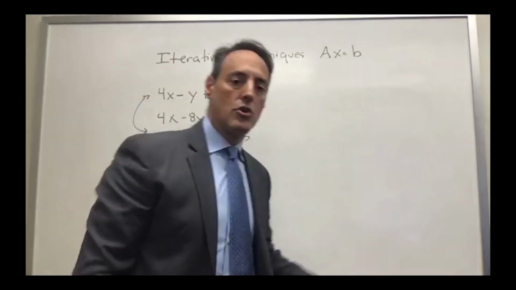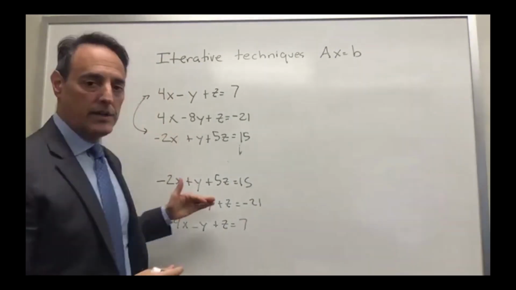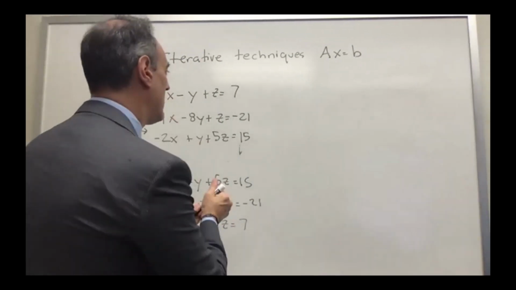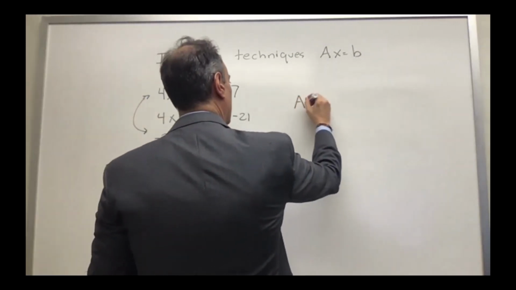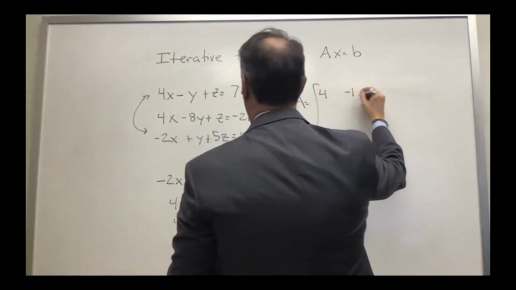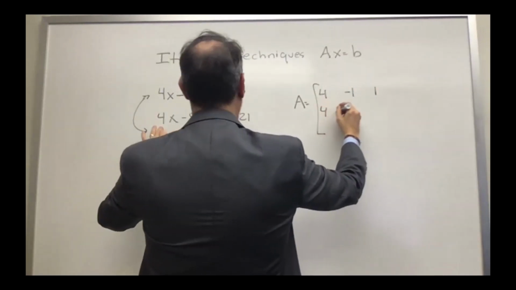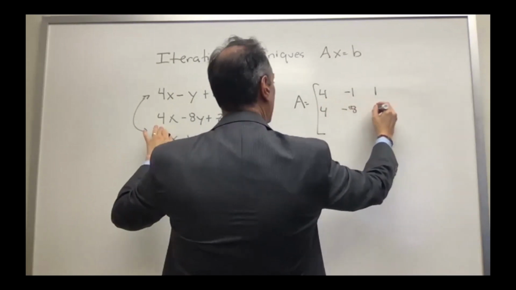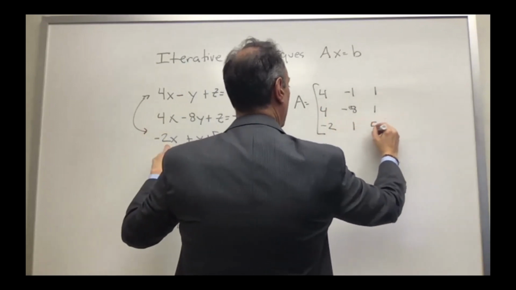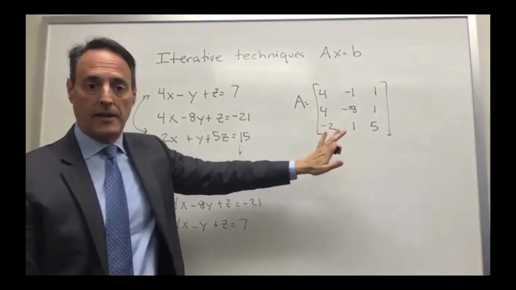This has everything to do with the matrix A in these two cases. We can agree that they're the same governing equations, same solution. But the way I've written this one, let me write it. What's the matrix A? The matrix A in this case is 4, -1, 1 from here. The matrix here is 4, -8, 1. And then here it's -2, 1, 5. And then the B is this here. But I'm just going to focus on the matrix A.